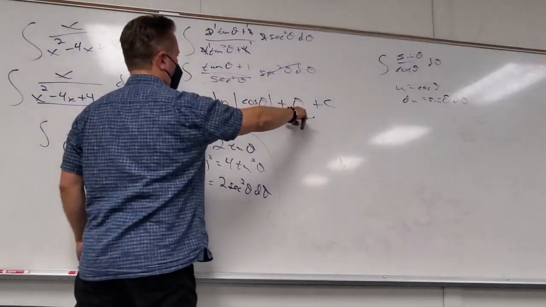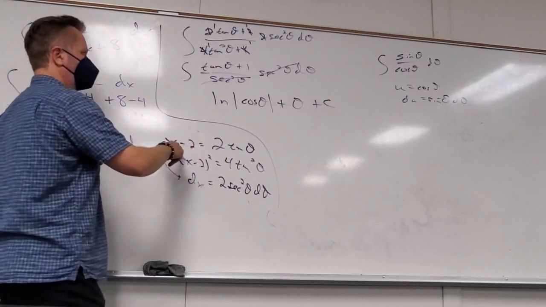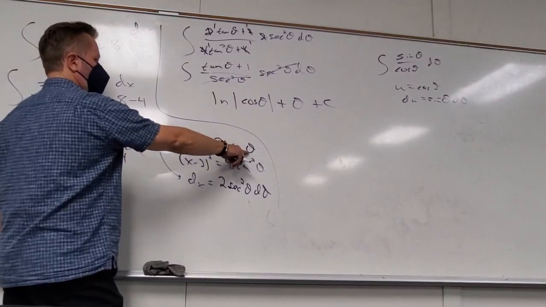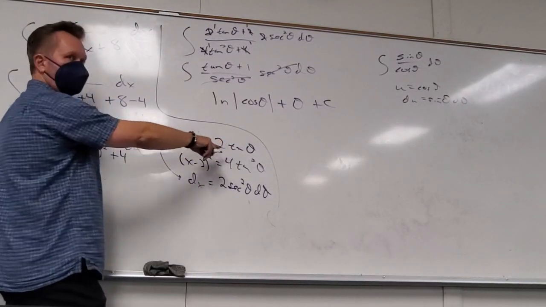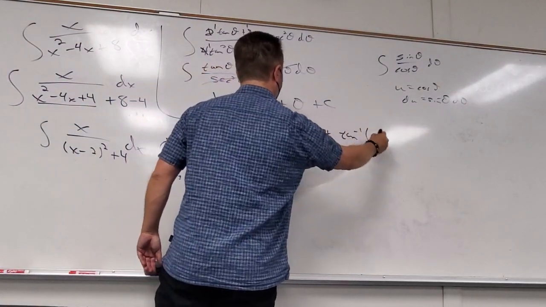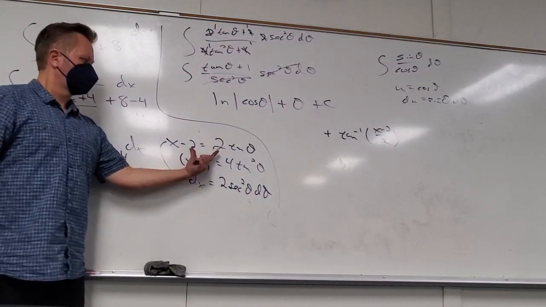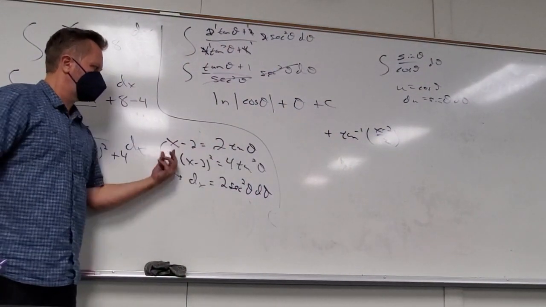But like you just said, we have to figure out what these are in terms of x. This one's easy. If I solve for theta, do you see I divide by 2 and take an inverse tangent? So theta is inverse tangent of x minus 2 over 2. That just comes right off of this guy. Divide by 2, take the inverse tangent. That's what theta is.